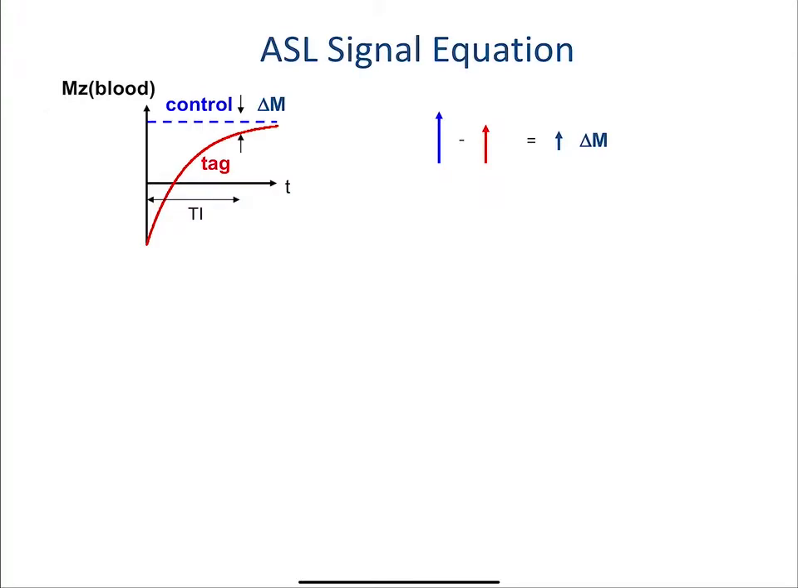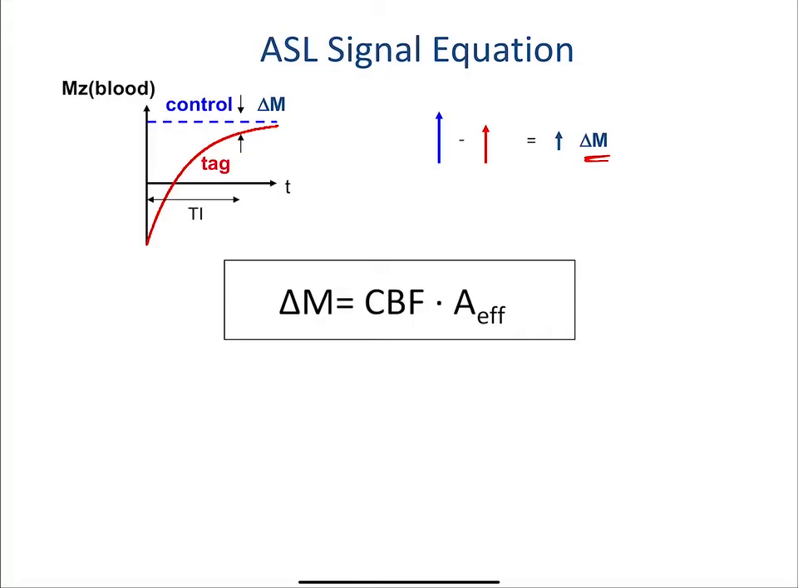Okay, so as we talked about before, the ASL signal, the delta M, is really the difference between the control and the tag. And so the delta M is what we measure. What we want to estimate is cerebral blood flow. And so there's a lot of math and physics that goes into figuring out what's the proportionality factor to get you from your delta M to your CBF.